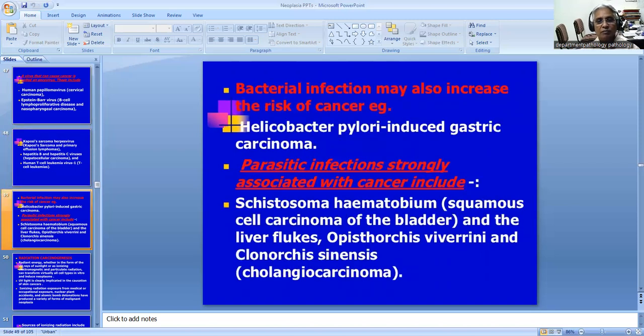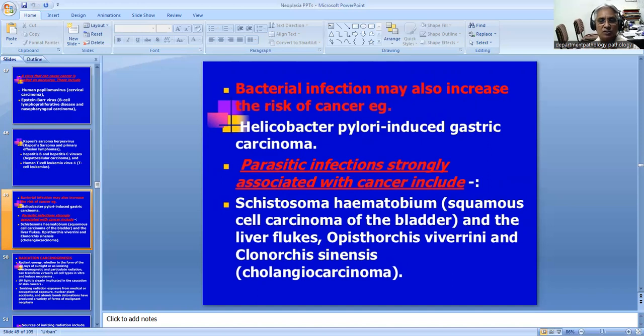Sometimes bacterial infection may also increase the risk of cancer. The commonest example is Helicobacter pylori. If this Helicobacter pylori infection is not treated properly, or not treated completely, then it may induce gastric carcinoma.